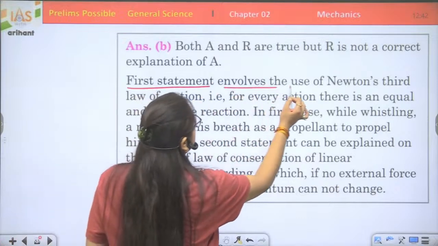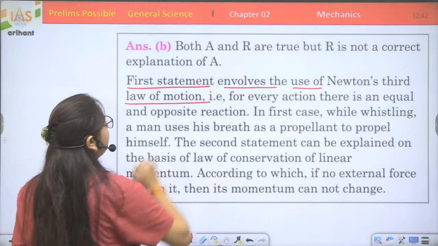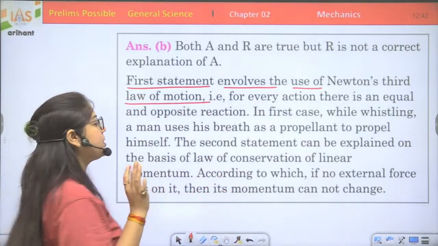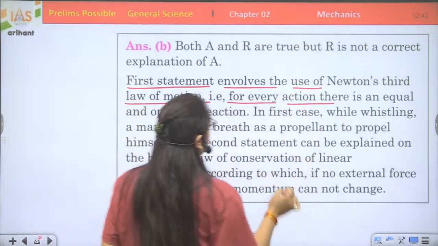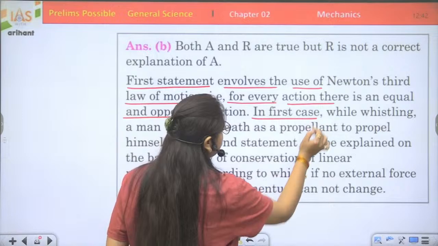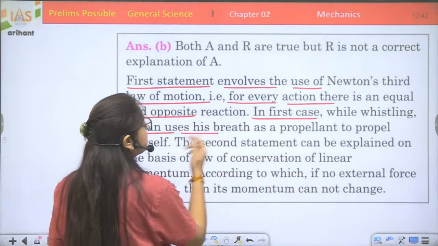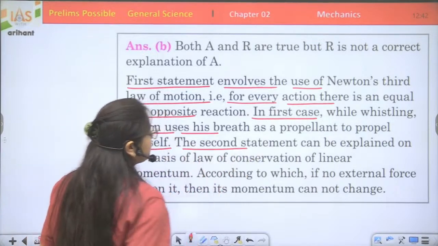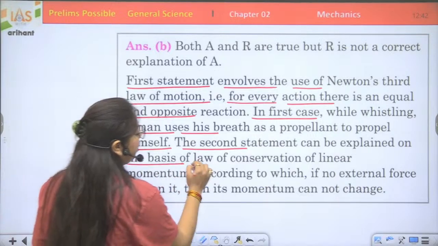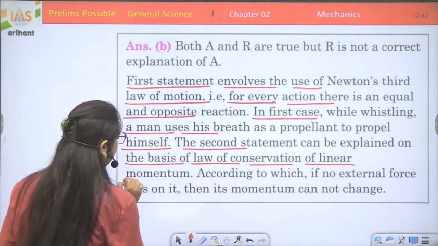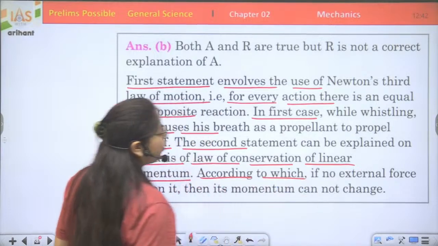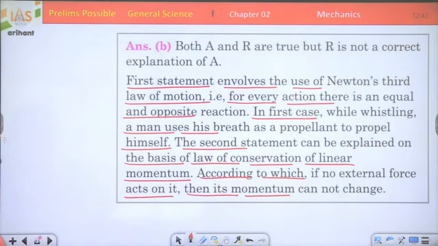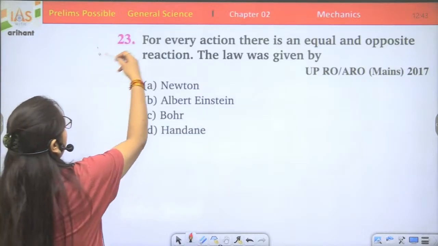The first statement involves the use of Newton's third law of motion. Every action has its equal and opposite reaction. In the first case, while whistling, a man uses his breath as a propellant to propel himself. The second statement can be explained on the basis of the law of conservation of linear momentum, according to which if no external force acts on it, then its momentum cannot change. Clear? Next question, question number 23.